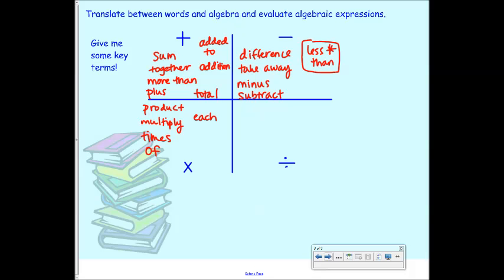Okay, so if I say I have 5 bags, each one has 10 apples, you would do 5 times 10 to figure out how many apples. Sometimes each is division. Very good. How can you tell when it's division and when it's multiplication? If I said I have 5 bags, each one holds 10 apples, then you'd multiply. How could you change that problem so that it was division?